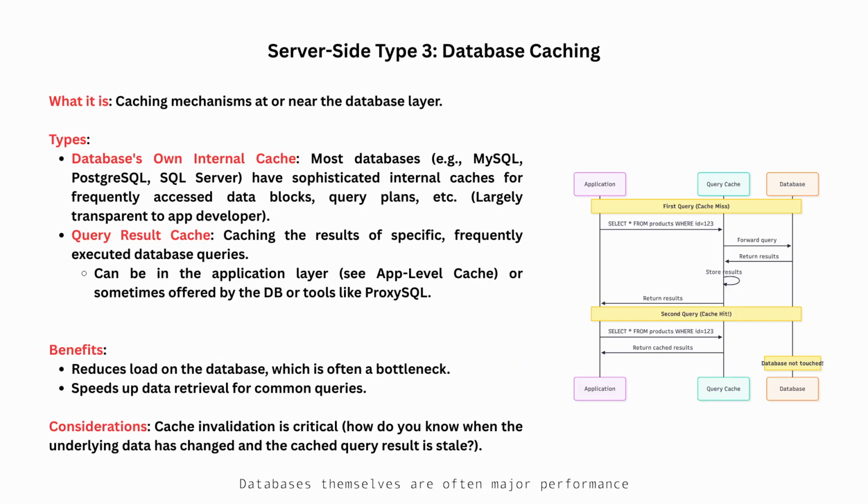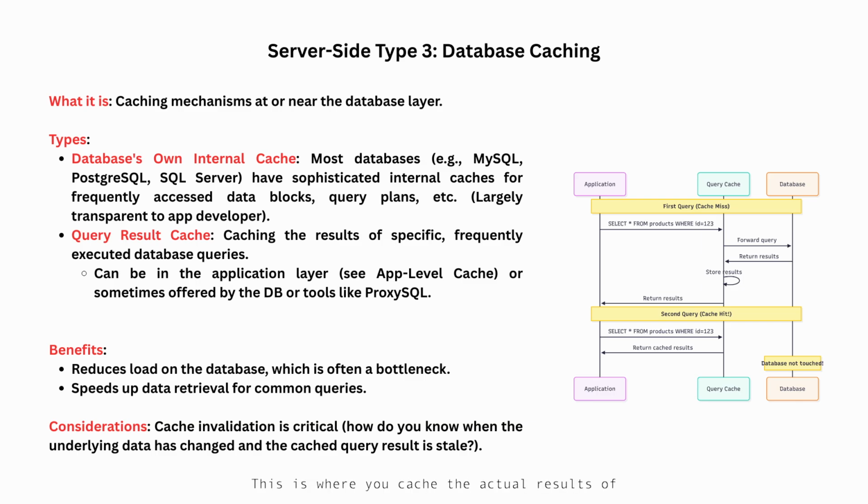Databases themselves are often major performance bottlenecks, so caching at this layer is also very important. There are a couple of aspects to database caching. First, most modern databases have their own sophisticated internal caches. They will cache things like frequently accessed data blocks from disk into memory, precompiled query execution plans, and other internal structures. As an application developer, you often don't directly control this, but it's working behind the scenes to speed things up.